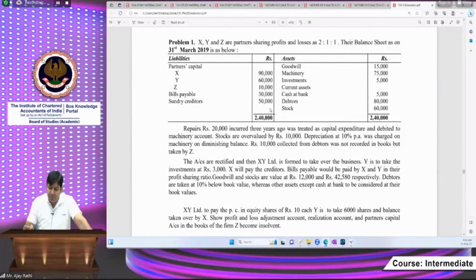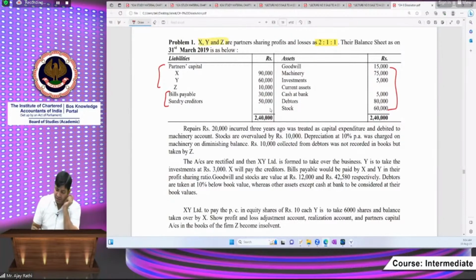Now read this with me. Beta, X, Y, and Z are the partners, and they have a ratio of 2:1:1. Beta, the balance sheet has been given. See, now you cannot say that, sir, we shall be having each and every question dated 31st December 2019. Here the date is different. Okay. 31st March 2019 is the date, and all the assets and liabilities are there in the balance sheet, and capital balances are also there. Very easy. The balance sheet has been given for 31st March 2019.